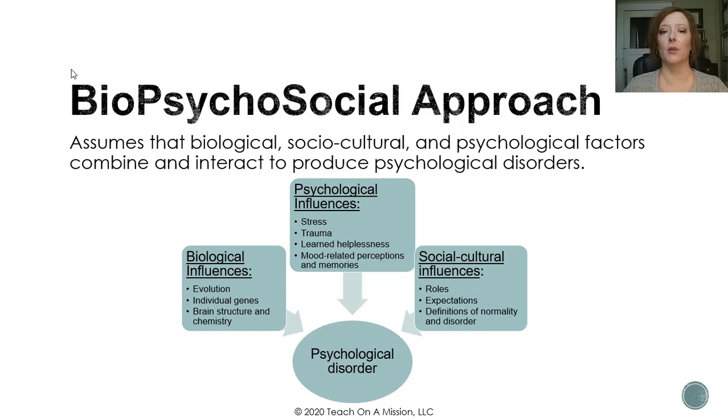The psychological influences include stress, trauma, learned helplessness, and mood-related perceptions and memories. And then social cultural influences include the roles that one plays, the expectations of that person, or even perceived expectations, and then that culture's perspective, the definitions of normality and disorders. And all of these three aspects come together to create a psychological disorder. All of them are influences in the creation or the development of a psychological disorder.